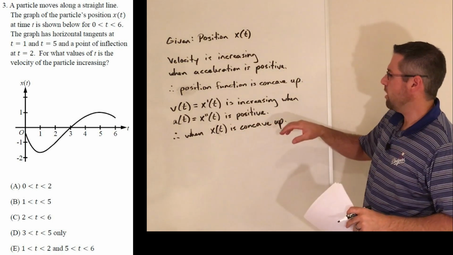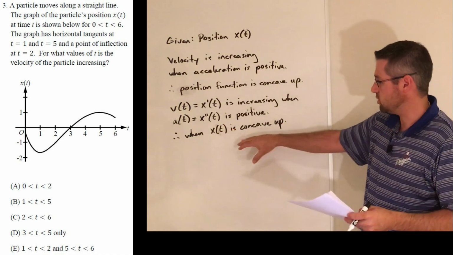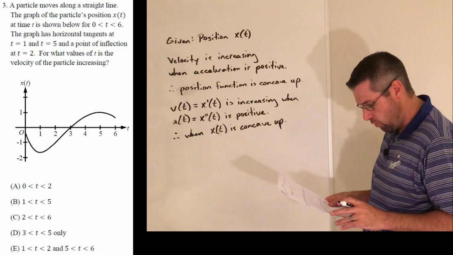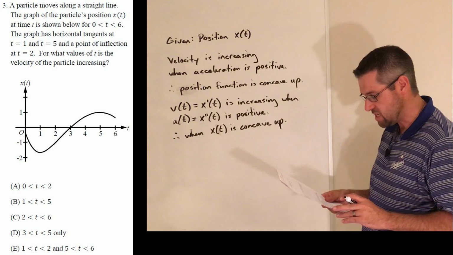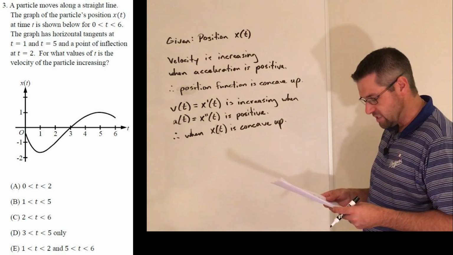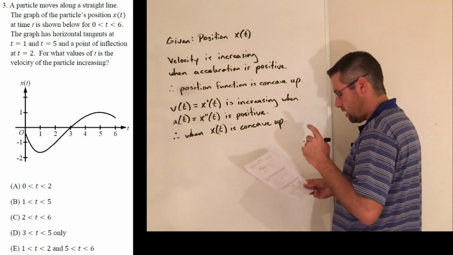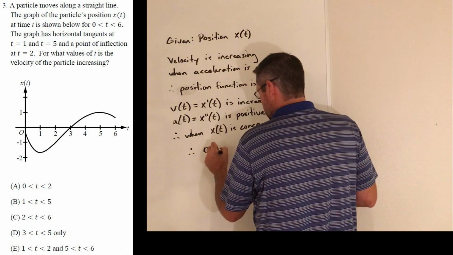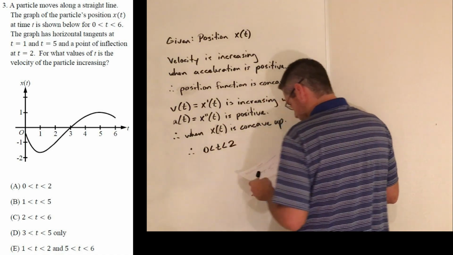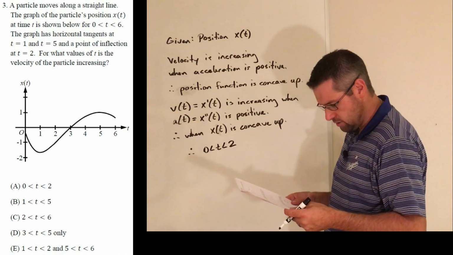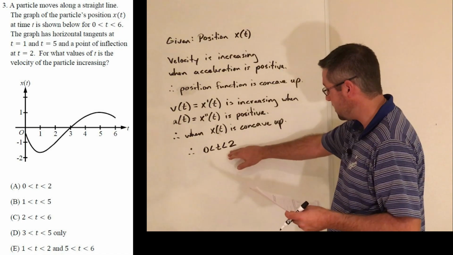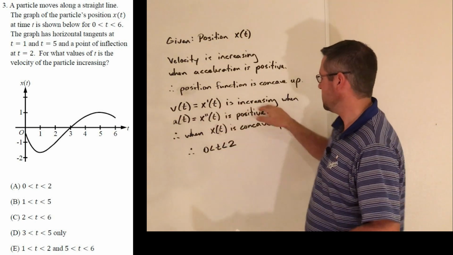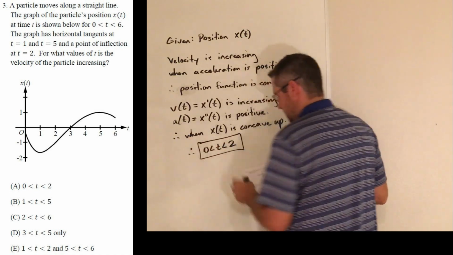Okay? So since we're looking at the position graph, we're just looking for where it's concave up. It tells us that we have a point of inflection on the position graph at t equals 2. So we can see that the position function is concave up over the interval 0 is less than t is less than 2. And there is no units here, so we would just say over that time interval, the position is concave up, which means the acceleration is positive, which means the velocity is increasing. So this is our answer there.